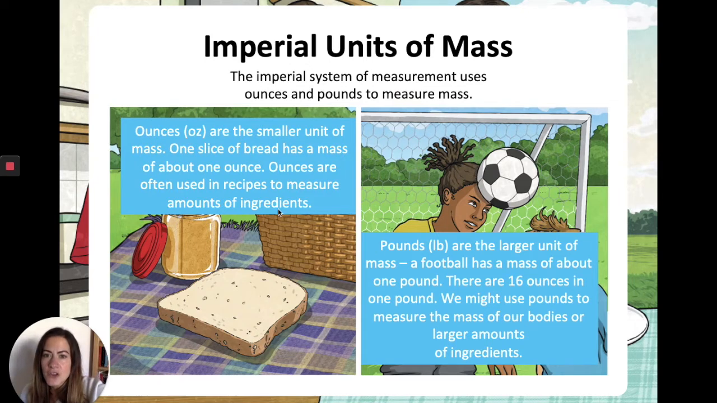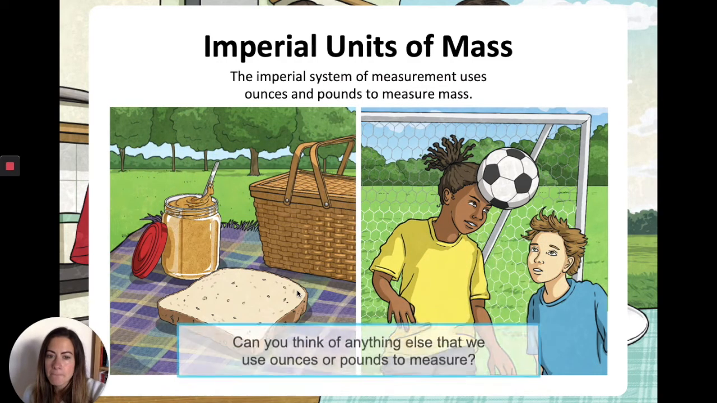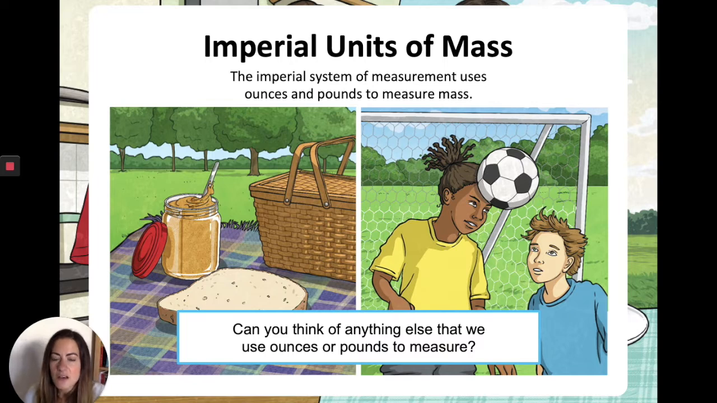Now, just like we have grams and kilograms, ounces and pounds are similar, so that's a good way to try and remember it. Can you think of anything else we use ounces and pounds to measure? So you might have heard them used before. So have a think, can you think of any other times we use those?